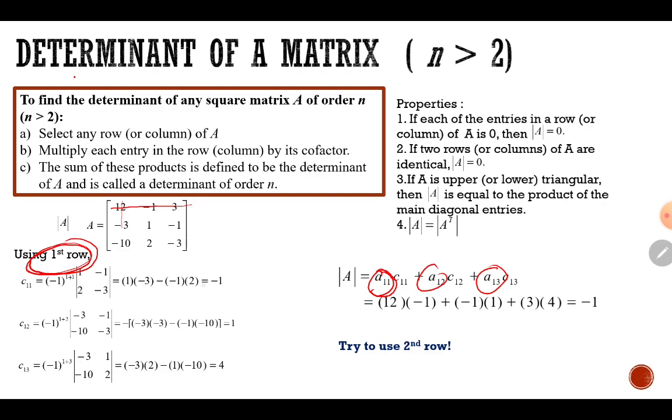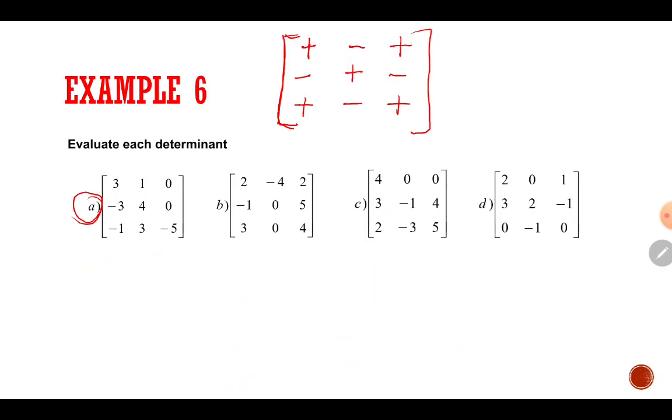So bila kita dapat each of the cofactor ni, kita akan darab kembali the cofactor. For C11 kita akan darab dengan A11 kan. C12 kita akan darab dengan A12. C13 kita akan darab dengan A13, right? That's the step that we have discussed before. Okay, so for this one maksudnya sama.